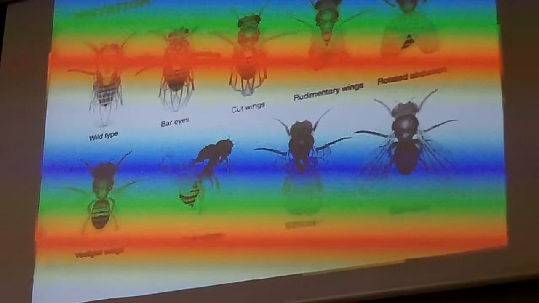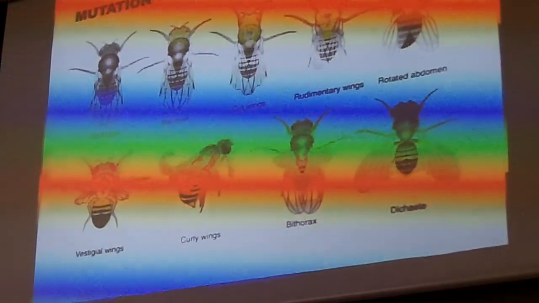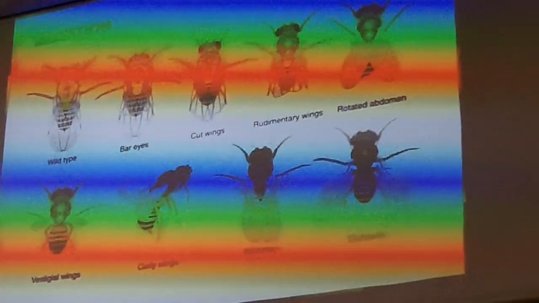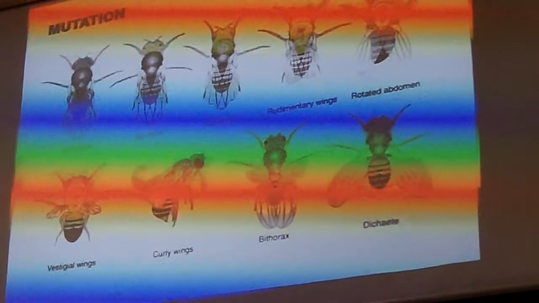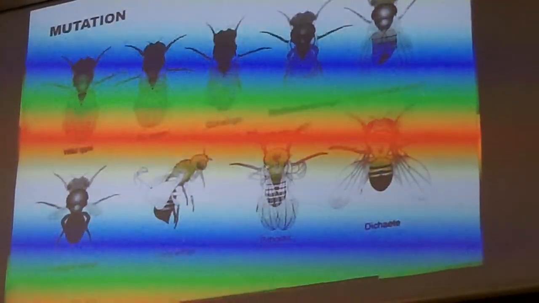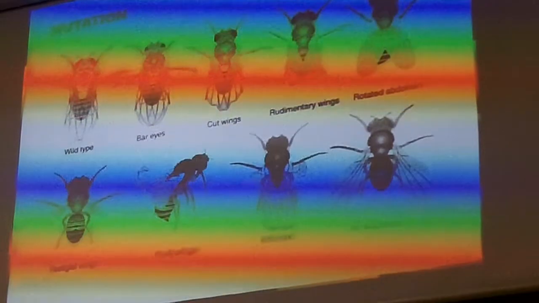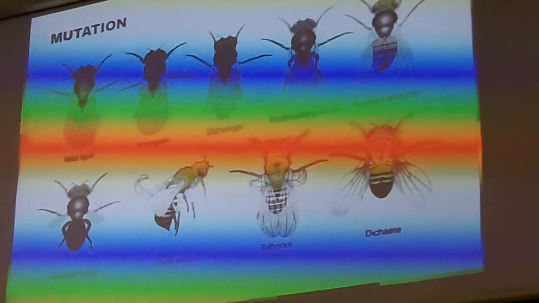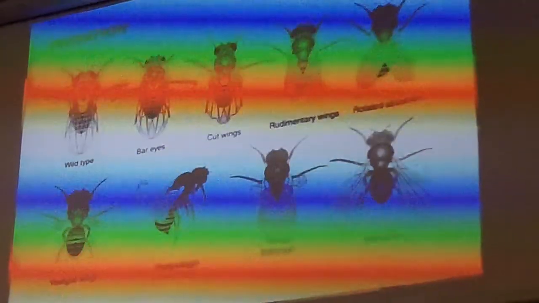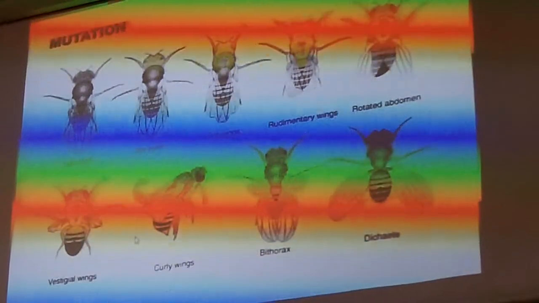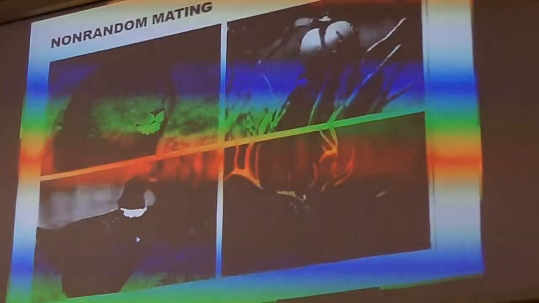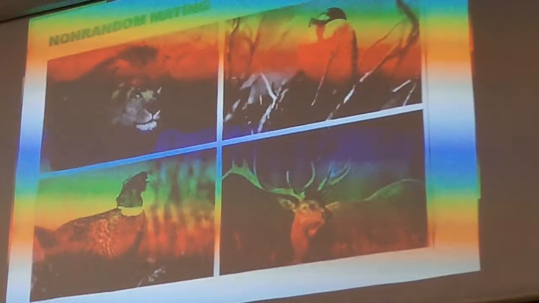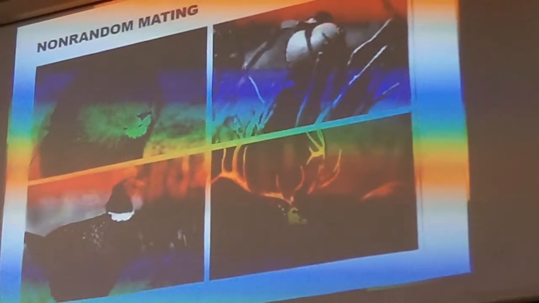Bithorax. It means there's two. The middle of the body has a separate set of wings. See that? And then dikete. I guess they're just spread out more. The wings are just spread out more. Anyway, there's all sorts of mutations that can affect populations. So that's the way to affect Hardy-Weinberg equilibrium.